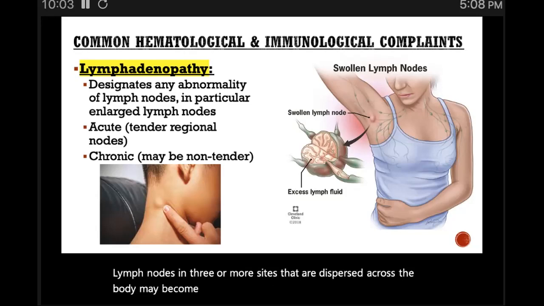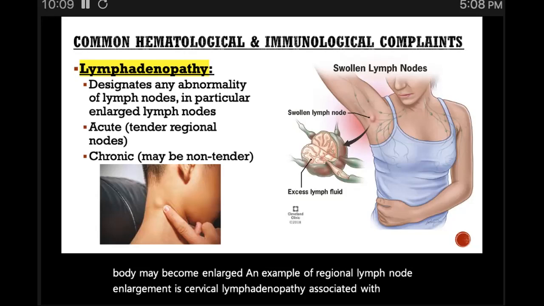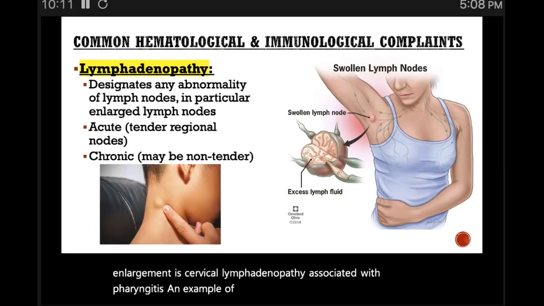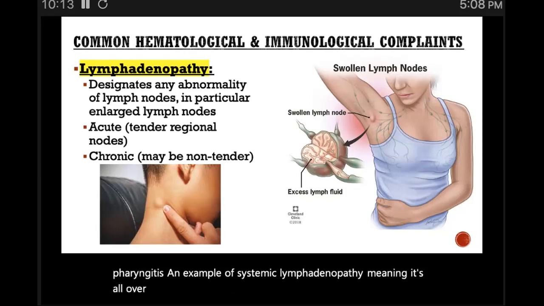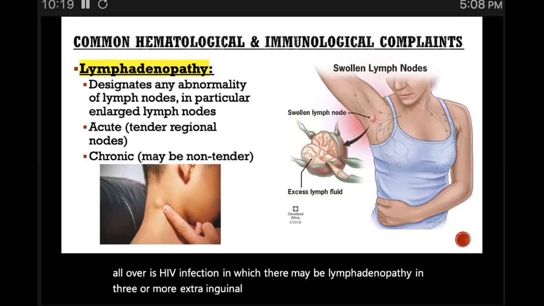An example of regional lymph node enlargement is cervical lymphadenopathy associated with pharyngitis. An example of systemic lymphadenopathy, meaning it's all over, is HIV infection, in which there may be lymphadenopathy in 3 or more extrainguinal lymphatic chains. Lymphadenopathy follows the course of the underlying disease.